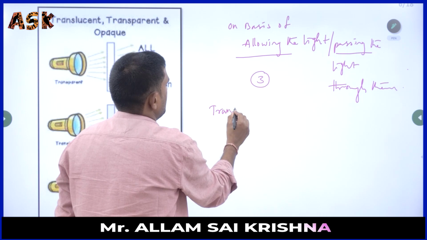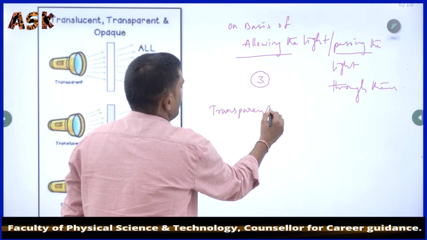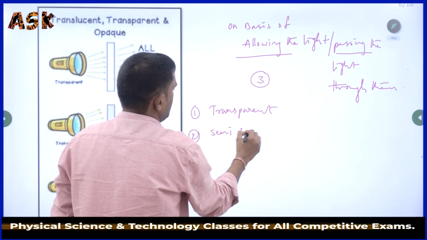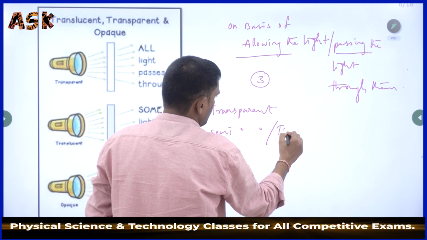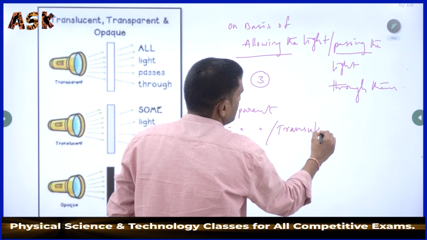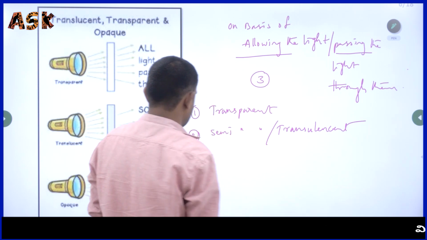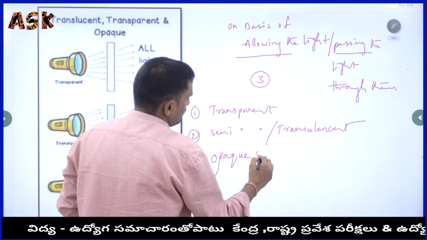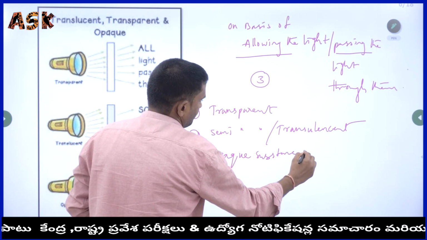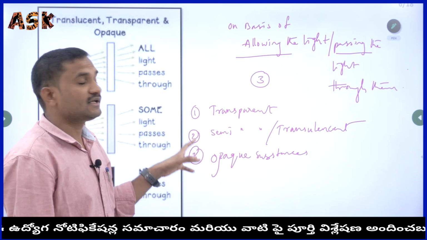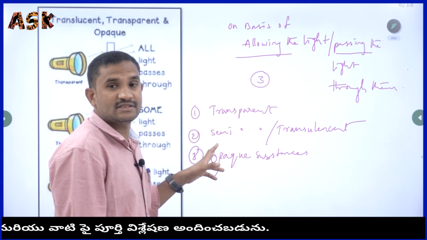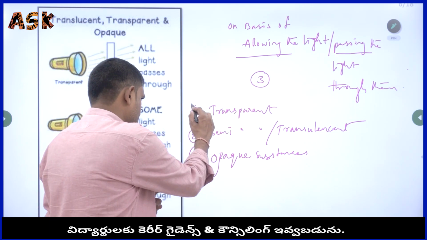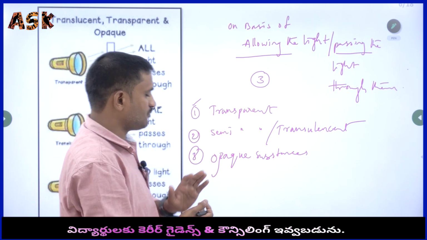Transparent material is the first one. The second one, semi-transparent material, we have to call translucent. The third one, opaque substances. Yes, these are the 3 types of substances on the basis of allowing the light, otherwise passing the light through them.